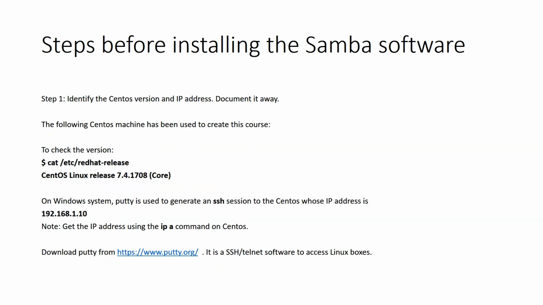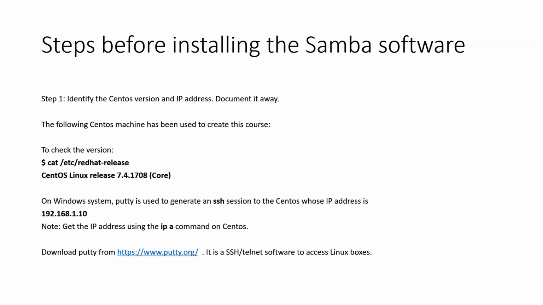Steps before installing the Samba software. Step 1. Identify the CentOS version and IP address. Document it away. The following CentOS machine has been used to create this course. To check the version, look at the file called redhat-release, which shows that we are using CentOS 7.4. On Windows, PuTTY is used to generate an SSH session to the CentOS whose IP address is 192.168.1.10. Get the IP address on CentOS using the ip a command.